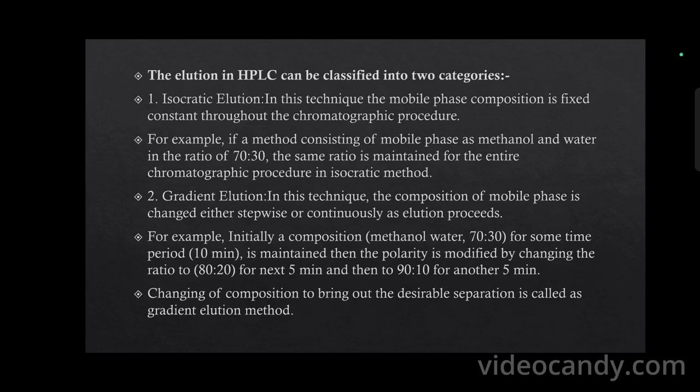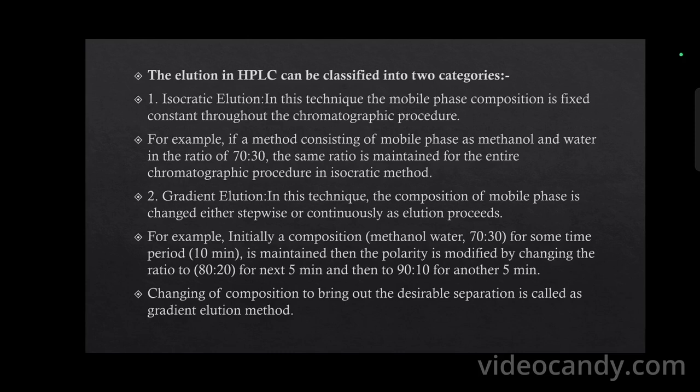The elution in HPLC can be classified into two categories: isocratic elution and gradient elution. In isocratic elution, in this technique the mobile phase composition is fixed and constant throughout the chromatographic procedure. For example, if a method consists of mobile phase as methanol and water in a ratio of 70:30, the same ratio is maintained for the entire chromatographic procedure in the isocratic method.